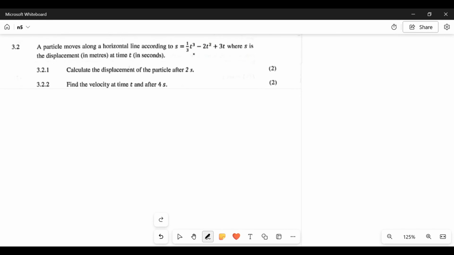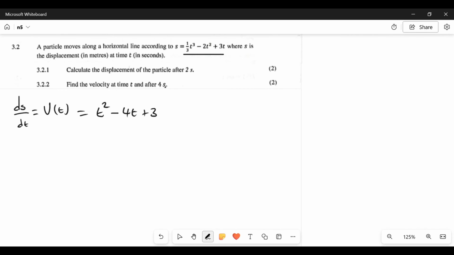You have to derive the original formula in order to find the velocity. So let's derive it. You can write it as ds over dt, or as v of t. What's the derivative of 1 over 3 t cubed? This gives us t squared. This is the standard derivative, guys, minus the second term, which is 4t, and the third term is just 3. There we go. You're going to use this formula to calculate the velocity.